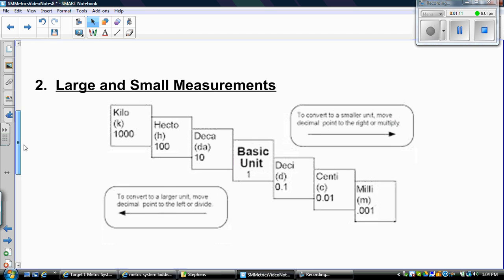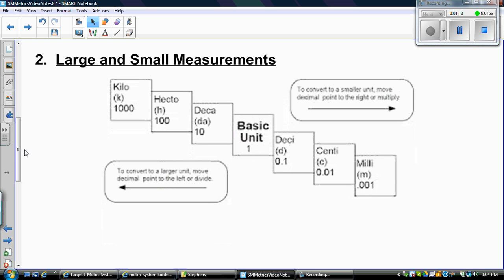Okay, so now let's talk about the difference between large and small measurements. Right here, our base units are where our meters, liters, and grams are. Kilo is the largest unit. It's 1,000 times bigger than the base unit. Milli is the smallest of our measurements, and it's 1,000 times smaller than the base units.